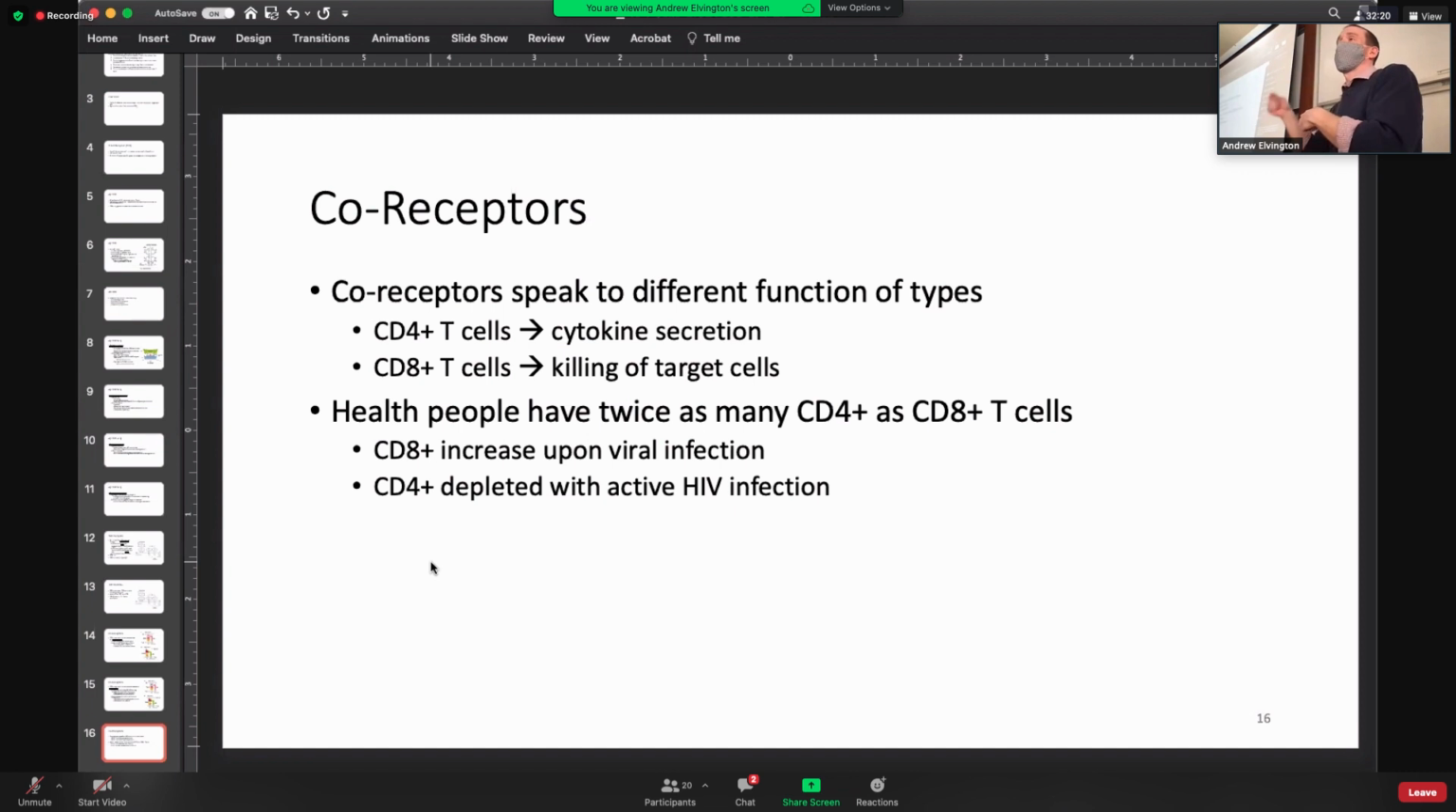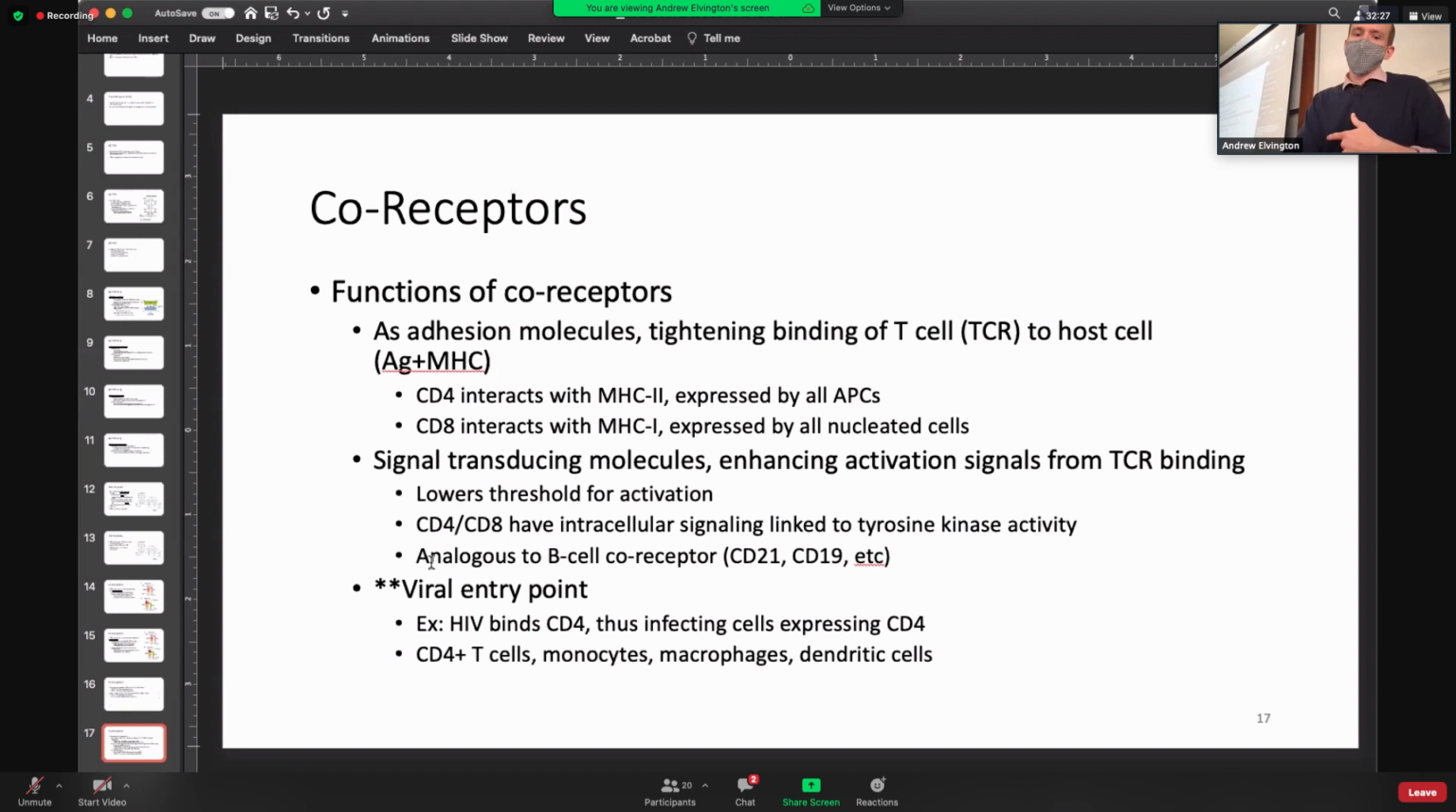HIV virus uses CD4 as a way to get into those cells. And when it does, it can promote their destruction. So there are three important functions. Well, I guess two important functions and then one, the ability to use as a viral entry point. So we'll start with the one that's already obvious. Co-receptors, as we learned in B cell receptors, co-receptors enhance the signal. They make it easier to get that cell activated.